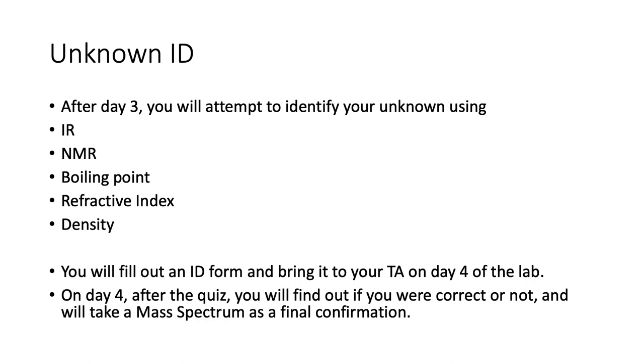You will fill out an identification form that your TAs will give you, and then you will bring it to your TA at the beginning of day 4 of the lab, and you will say, this is my ester. And they will tell you if you are right or wrong, and you will find out that day if you were correct or not, and then you will do one more technique for your final confirmation. So if you already know, then your mass spectrum should be super confirmation for you, and if you were a little bit off, then hopefully your mass spectrum will be that last piece that helps you to get your final identification.